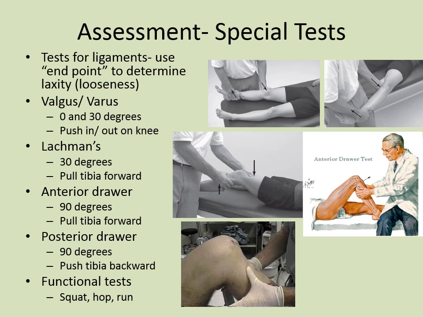A posterior drawer test, right here we're pushing backwards on the tibia, is for the PCL, or posterior cruciate ligament. And this would be a very positive test here, where we're getting an indentation here at the front of the tibia. Normally, you can even see in this picture a little bit of a curvature coming more out, or a flat surface in that area. There should not be an inward curvature. That would be a positive posterior drawer test. Then we also have our functional tests like we did with the ankle as far as squatting, hopping, and running.